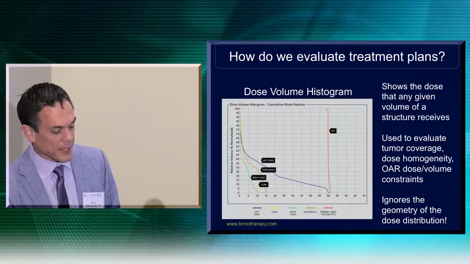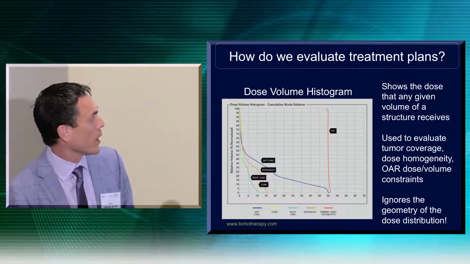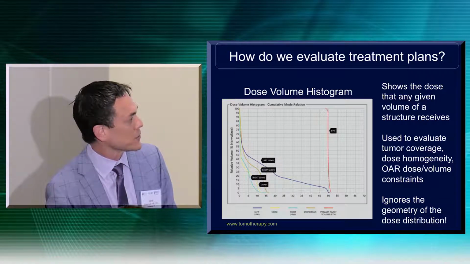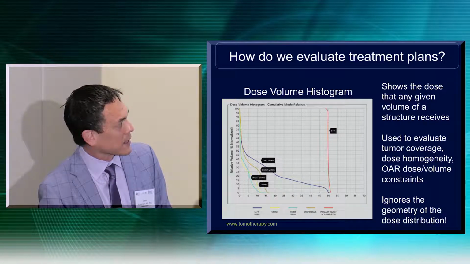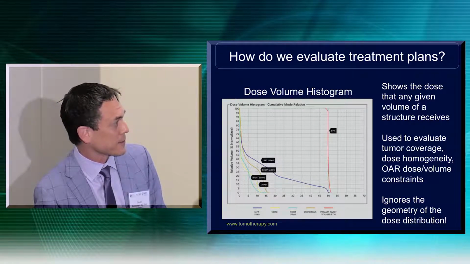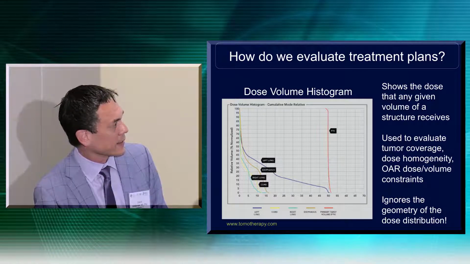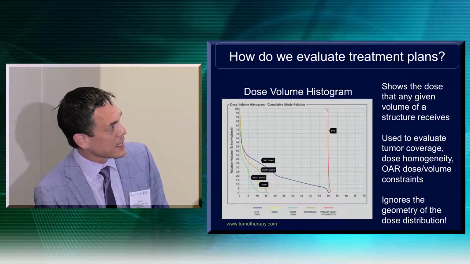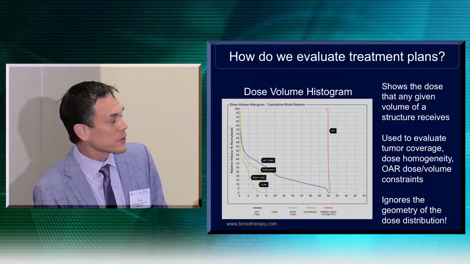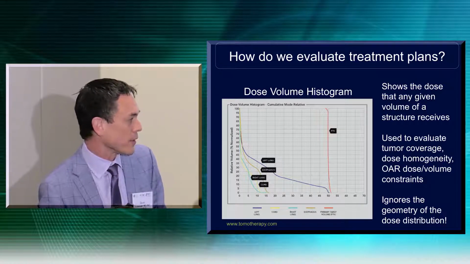Once we have a treatment plan, we need some way to evaluate them. So there's something called a dose volume histogram that's just a plot of relative volume versus dose. And it kind of takes what's a three-dimensional dose distribution and boils it down into something easier to understand. And so here you can see that the target is getting a lot of dose and the normal tissue structures are getting a little bit of dose. DVHs are used to evaluate everything from tumor coverage to dose homogeneity to dose volume constraints.